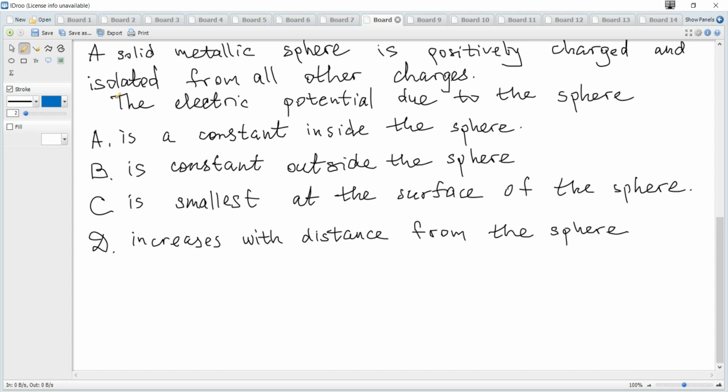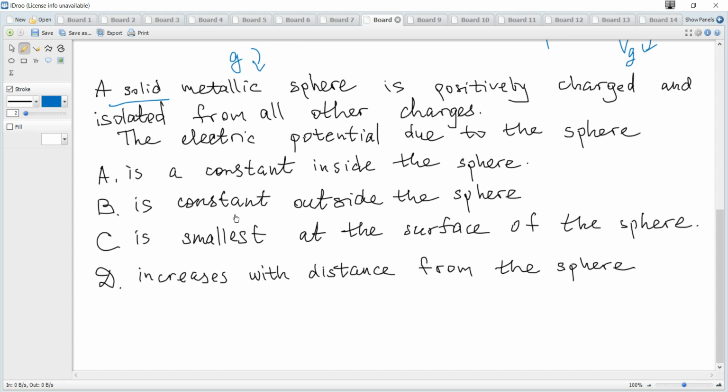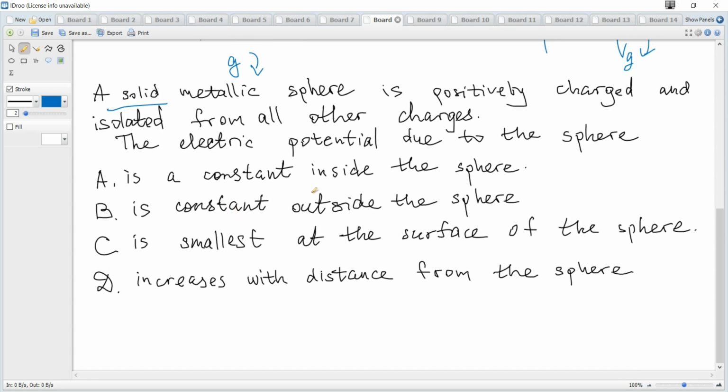A solid metallic sphere is positively charged and isolated from all other charges. The electric potential due to the sphere is... First of all, it is given that it's a solid sphere, and I understand solid as not empty inside. But according to the correct answer, it means that it's a hollow sphere, so empty inside.